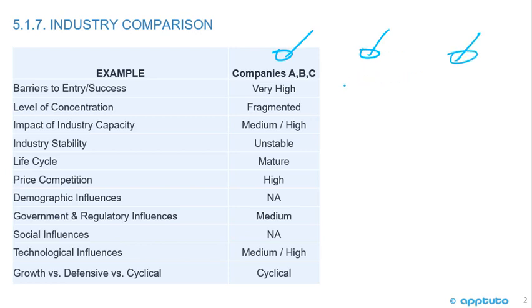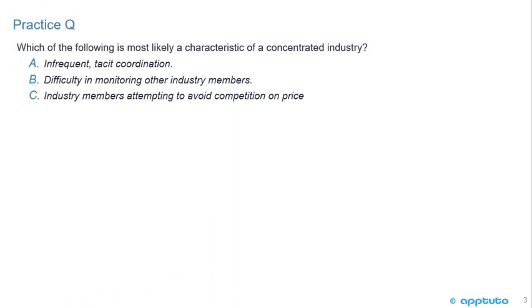And again, some of the things that we would look at are the barriers to entry, the levels of concentration, impact of industry capacity, the industry stability, the life cycle, price competition, demographic influences, government and regulatory influences, social influences, technological influences, and then finally that last section of growth versus defensive versus cyclical. So you can imagine some questions on the exam, if they're based on this LOS, would be something based on this table. So we'll do a quick practice question.